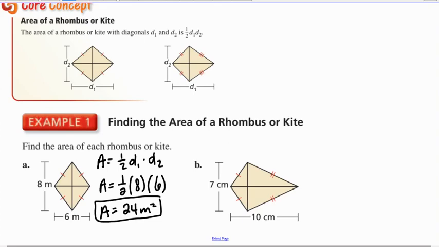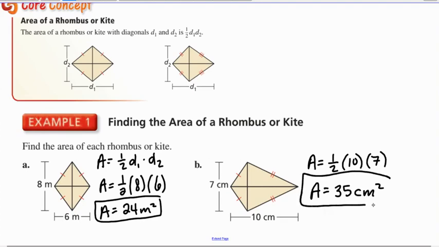Likewise, we can use the same formula on this kite over here. You'll notice you have two consecutive congruent sides right here, and two consecutive congruent sides right here, so this makes this a kite. And again, the area of a kite, you can find by doing 1/2 diagonal 1 times diagonal 2. In this case, diagonal 1 is going to be 10 centimeters, and diagonal 2 is going to be 7 centimeters. When you multiply 1/2 times 10, you get 5, and then 5 times 7 is 35. So the area of this kite is simply 35 square centimeters.